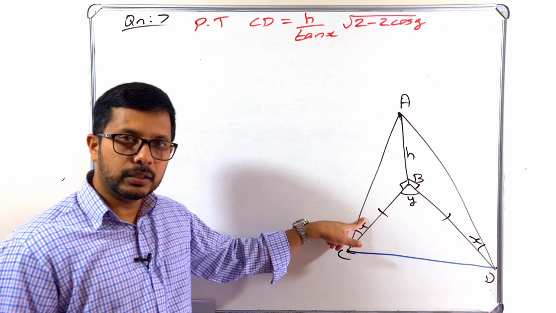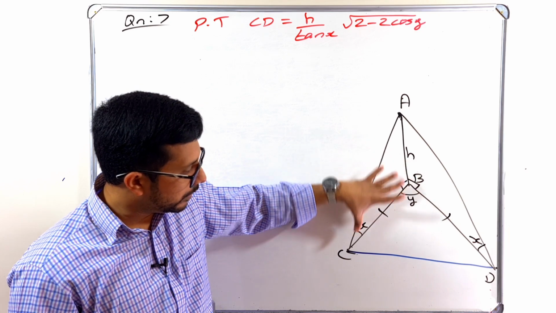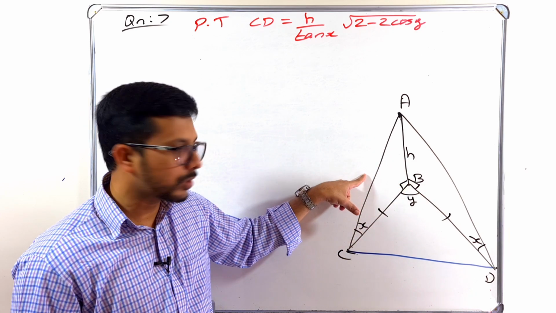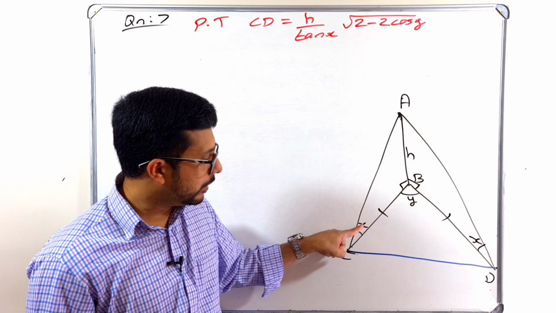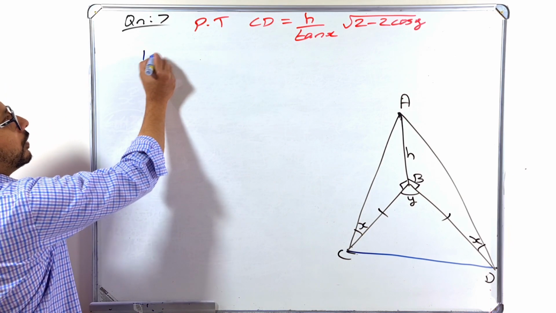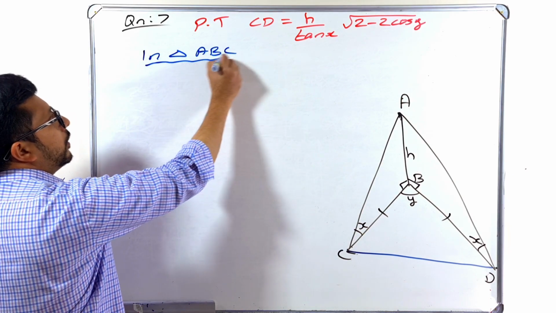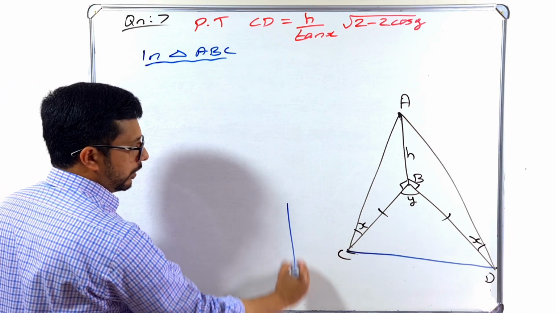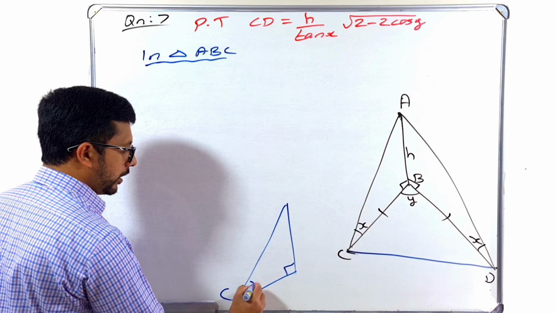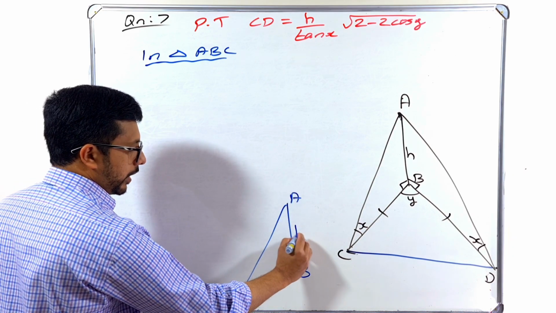So if I apply tan X here, what is tan? Opposite side by adjacent side. What is the opposite side? H. What is the adjacent side? This BC, is it not so? Opposite of 90 degree is the hypotenuse, so this is the opposite side, and this one is the adjacent side. So in triangle ABC, I am going to take that triangle like this. So this is 90 degree, this is C, and this angle is X, this is A, this is B. And this height is H.